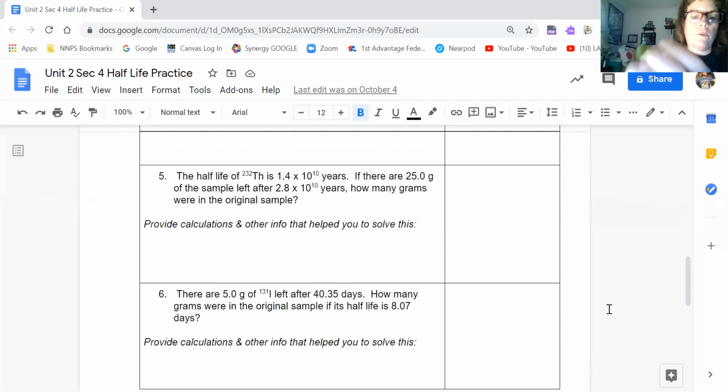All right, so thorium 232, the half-life is 1.4 times 10 to the 10th years. If there is a 25-gram sample left after 2.8 times 10 to the 10 years, how many grams were in the original sample?